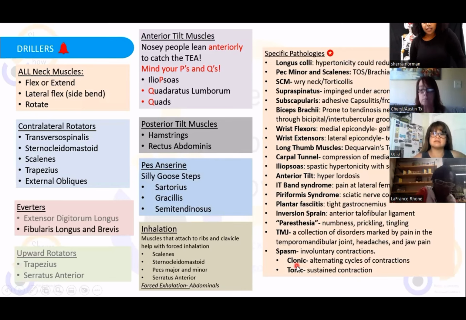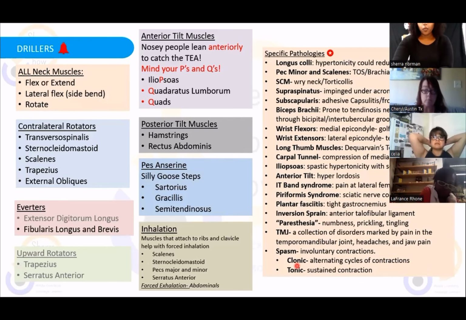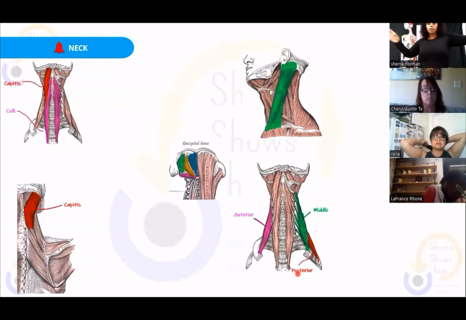A spasm is an involuntary contraction, much like a cramp. If it's clonic, that just means it's cycling between contraction and relaxation, contraction and relaxation. A tonic spasm is a sustained contraction, okay? So clonic and tonic. Clonic, think cyclone, think a cycle, whereas tonic is just toned, you're just tight. It's just a sustained spasm, okay? Other than that, we'll see all of these through the deck. So any questions before I get into the muscles?